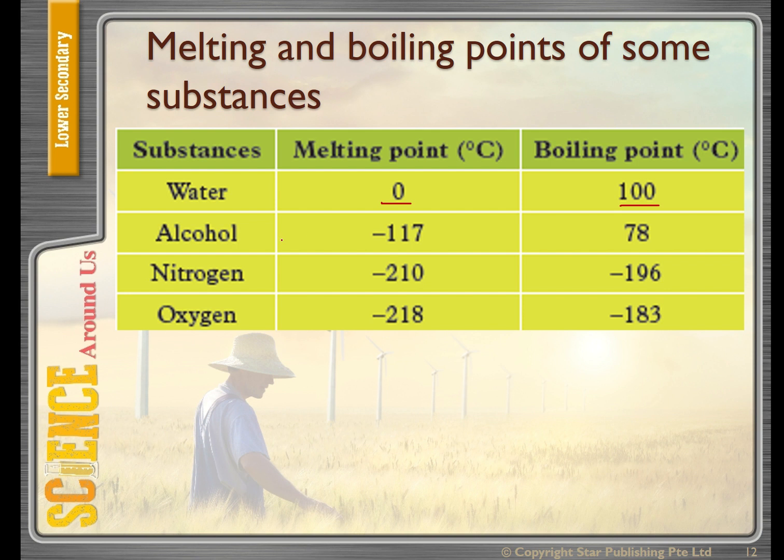What do I mean? You can take a look over here, for example, alcohol. Alcohol doesn't melt at 0, it melts at negative 117, and it boils at 78 degrees. And for nitrogen and oxygen, they have an even lower melting and boiling point. The melting and boiling points are actually negative 100 plus degrees Celsius. So that's why nitrogen and oxygen exist as gases at room temperature. These two substances are gases.